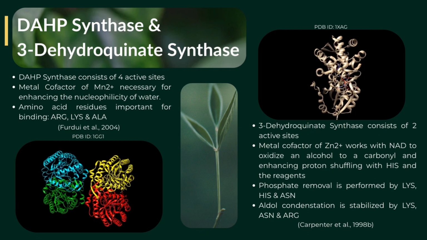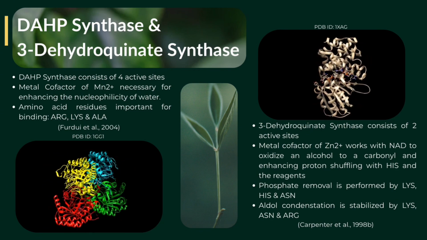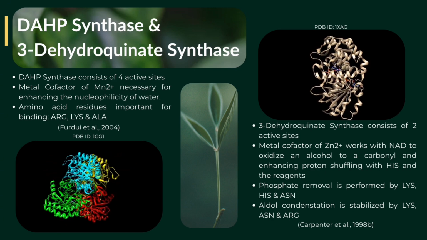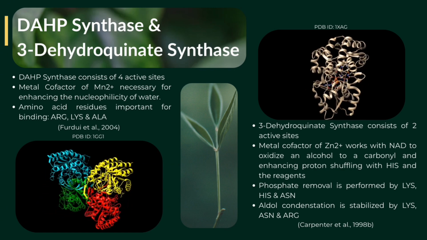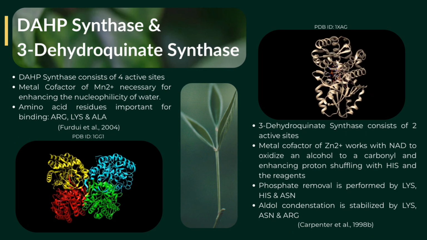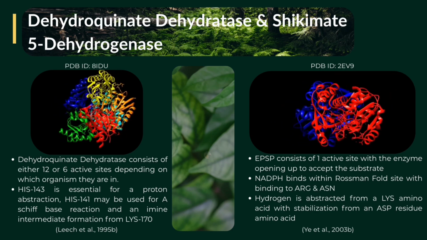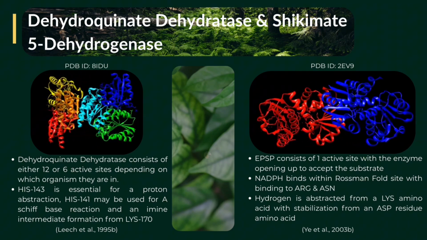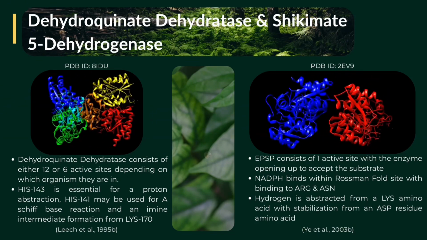Then we have 3-dehydroquinate synthase, with 2 active sites and a zinc 2+ cofactor necessary for proton shuffling with histidine and the reagent and in facilitating the oxidation of a carbonyl to an alcohol. The phosphate removal is promoted by lysine, asparagine, and histidine, followed by the aldol condensation by lysine, asparagine, and arginine. Dehydroquinate dehydratase can have either 12 to 6 active sites depending on the organism this enzyme is found in, with a proton transfer from the reagent to histidine 143 and a Schiff-base reaction of histidine 141.